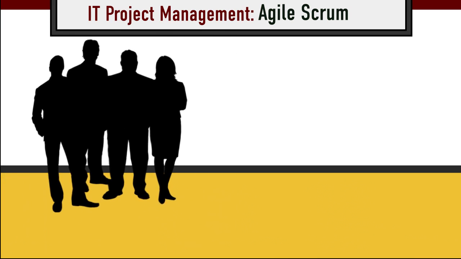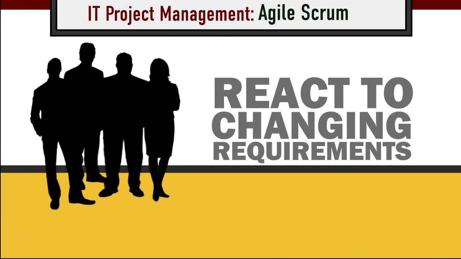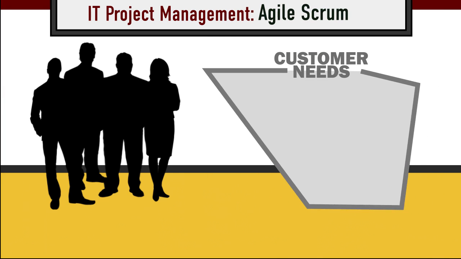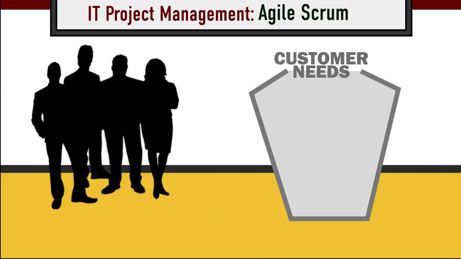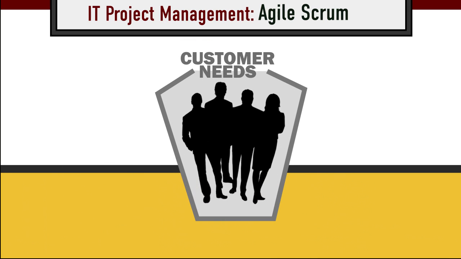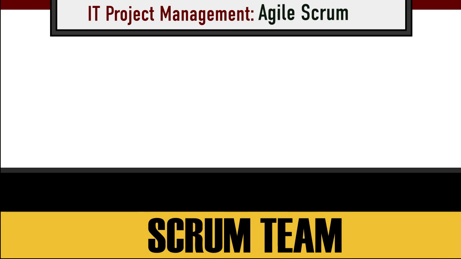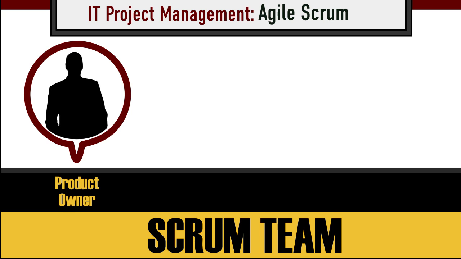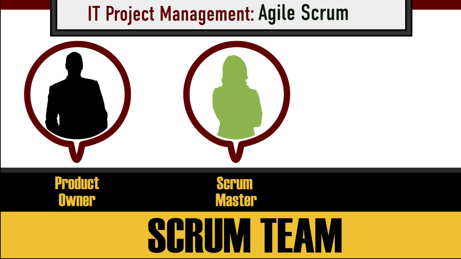Using a Scrum also enables the team to react to changing requirements. As the customer's needs change, the Scrum's flexibility helps the team adjust to the shifting goals. A Scrum team is made of a product owner, a Scrum master, and the development team.